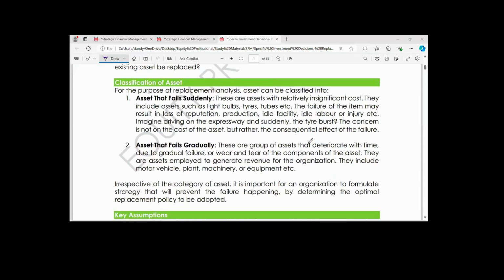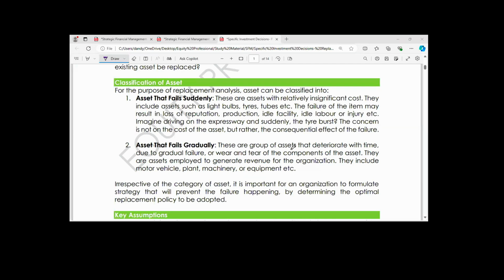irrespective of the category of the asset that the company has within the organization, it is important to formulate the strategy, like I mentioned earlier today, that will prevent the failure from happening. So it is important for the company to determine the optimal replacement strategy to be adopted for any kind of assets that the company employed within the organization.